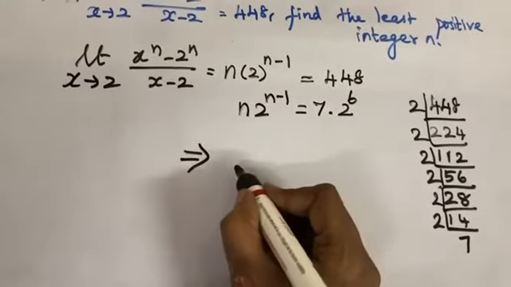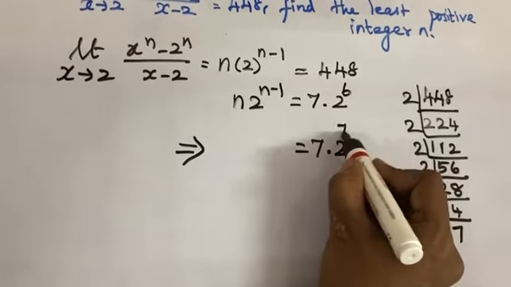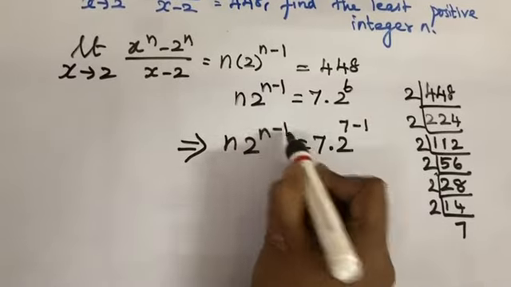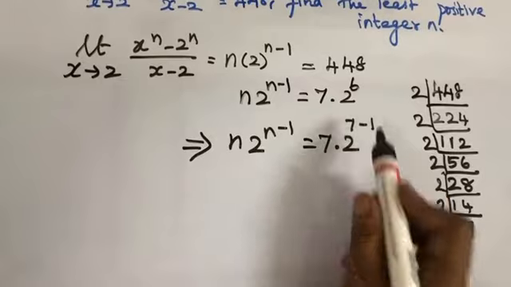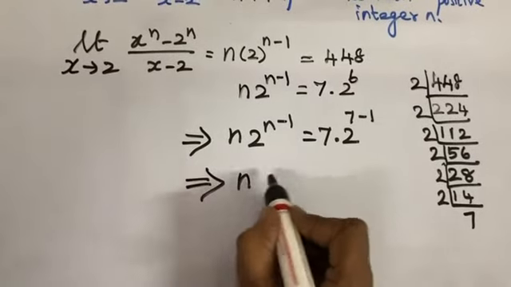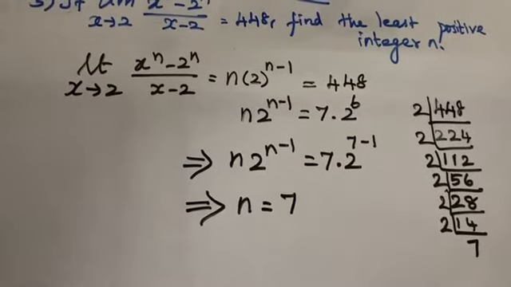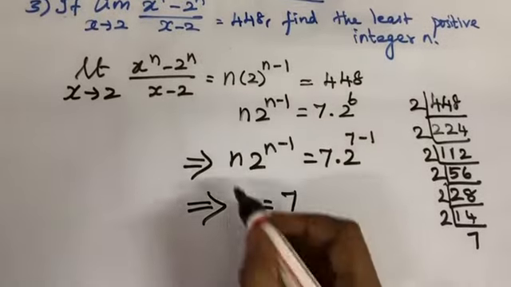That implies 7 into 2 power, I can write 6 as 7 minus 1. That is n into 2 power n minus 1 is equal to 7 into 2 power 7 minus 1. That implies n is equal to what? 7. So n 7 is the least positive integer, and that's the answer.